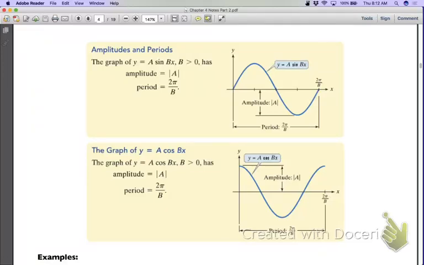On the last time we met, we talked about amplitude and how that affected the original sine function and the original cosine function. Now we talked about amplitude. Now we will talk about the period lengths and how they can change.